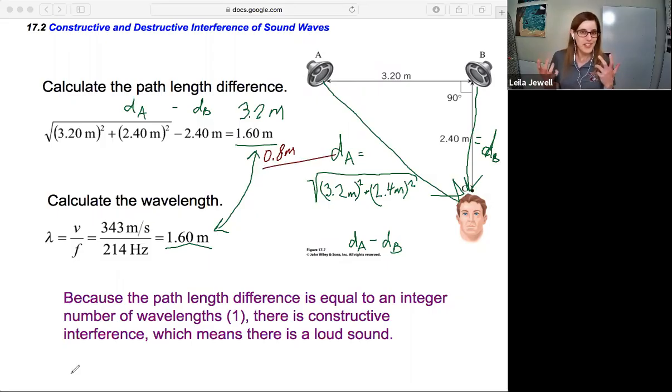All right, so this introduces the idea of constructive and destructive interference with sound waves. So that is one of the cool effects we'll see with waves, but there's more cool stuff to come because interference, it turns out, can be very interesting.